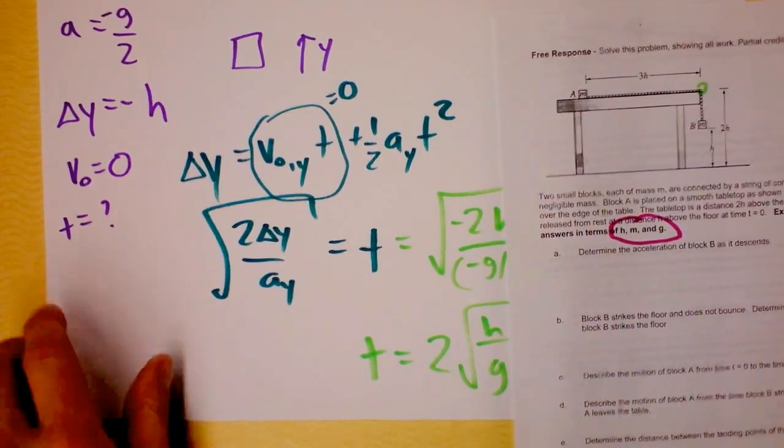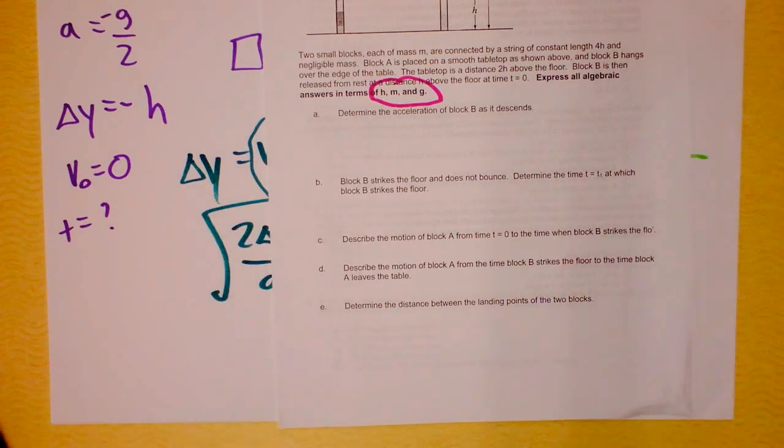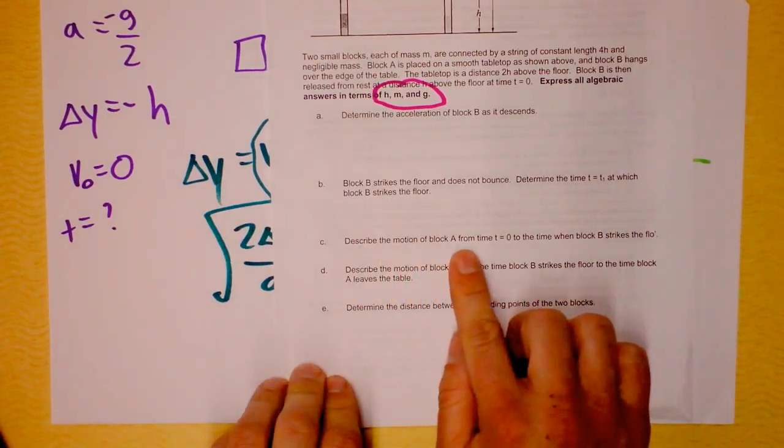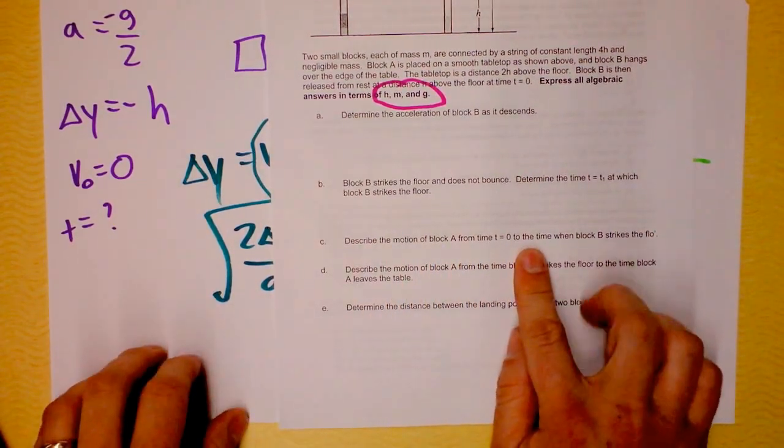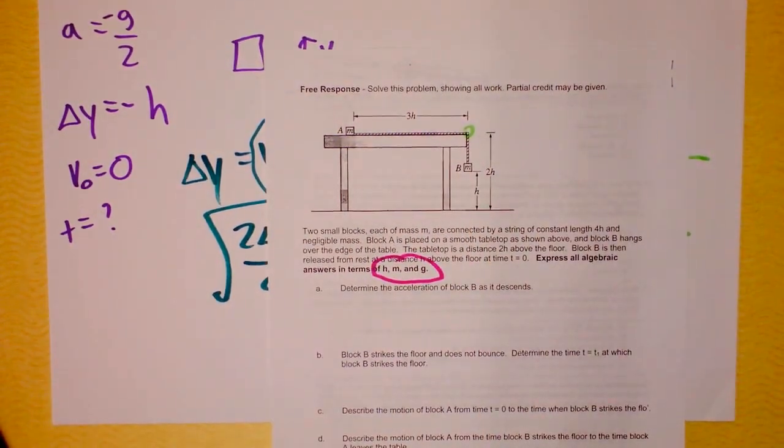Where are we going now? Want to do the next part? Yeah. It's asking for words. Oh, how I hate words. Describe the motion of block A from time t equals 0 until when B hits the floor. What does A do? Accelerating, because of a net force, a constant net force. That is very fancy. It is a fine and eloquent answer.